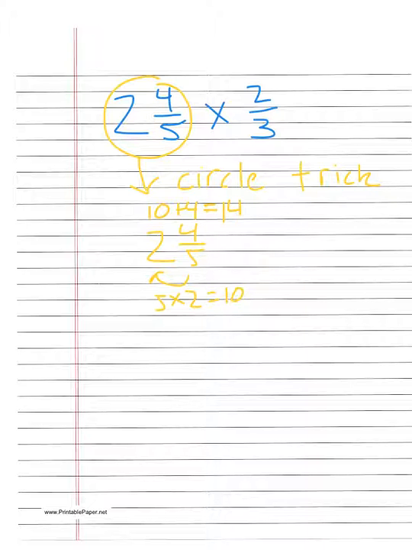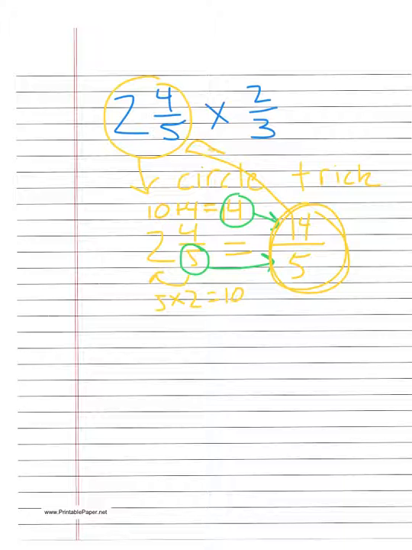Equals 14. So now I have a new fraction, and I'm going to put the 14 on top, and I'm going to keep my bottom the same and put it here. So now I have 14/5. This whole thing is equal to that. So let's rewrite my problem. So now I have 14/5 times 2/3. This is equal to a new fraction.